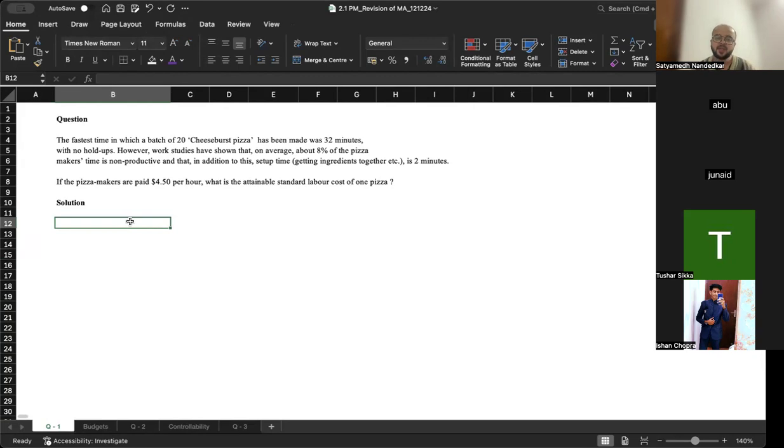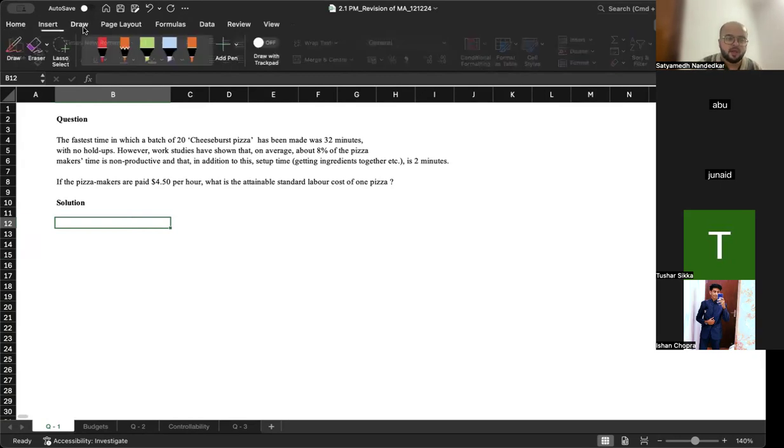If the pizza makers are paid $4.5 per hour, what is the attainable standard labor cost of one pizza? What they have asked you is the attainable standard labor cost of one pizza. The fastest time in which a batch of 20 cheese burst pizzas has been made was 32 minutes. 20 pizzas, 32 minutes with no hold up. Meaning, the machinery was working properly. There was no breakdown. So nothing was stopping you from achieving the number of 32.